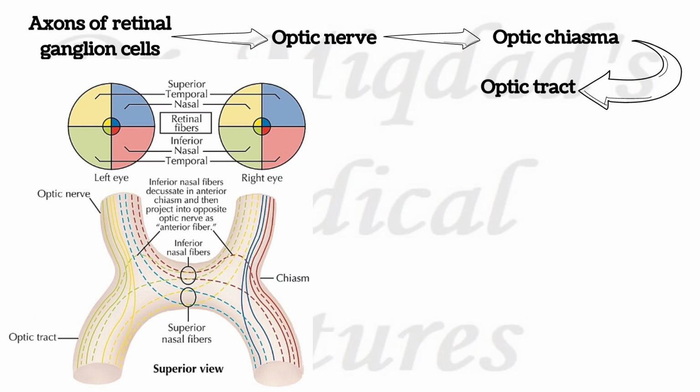So remember, the fibers from the inferior part of nasal hemiretinae are in the medial part of the optic nerve, whereas after decussation, these fibers are in the lateral part of the optic tract. I am stressing this point because you need to understand this concept in order to understand the visual field defects, which we will discuss later on in upcoming videos.